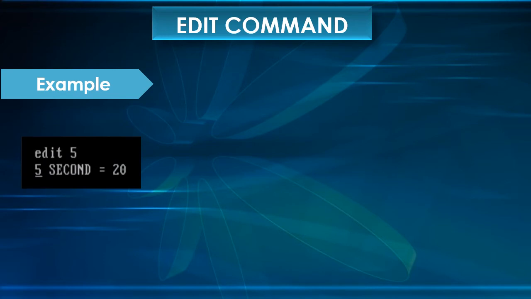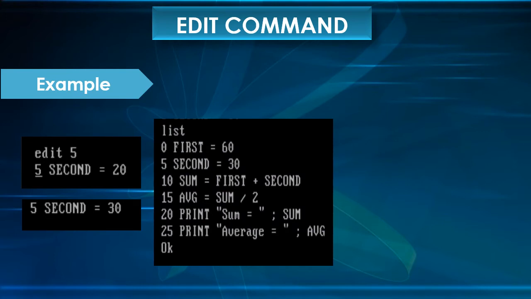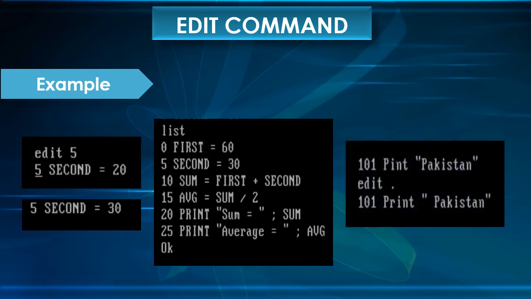The first one is edit 5. 5 is the line number. It will allow me to edit the line number 5, and I have changed the value from 20 to 30. When I list down the program, you can see in line number 5 the value of second as 30 because it is edited now. In another example, if I have typed print in line number 101 and after pressing enter I have seen that I have wrong spelled the keyword print. So I can type edit dot to edit the current line.